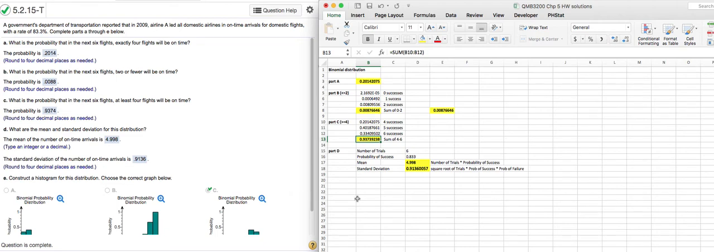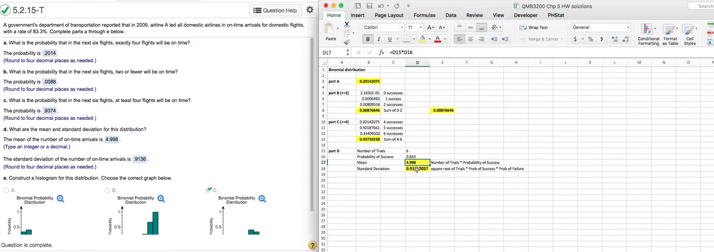And finally, in part D, we're asked for what the mean and standard deviation of this distribution is. So we can calculate this again by hand or with some help with Excel just by solving the formulas. So by definition, the mean is just the number of trials times the probability of success. So you can see my formula up here. I've got equals D15, which is the number of trials, times, which is the star symbol on your number 8 key on your keyboard, and then D16, which is probability of success.